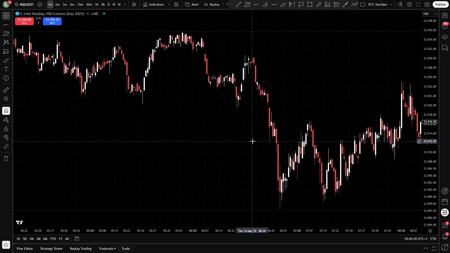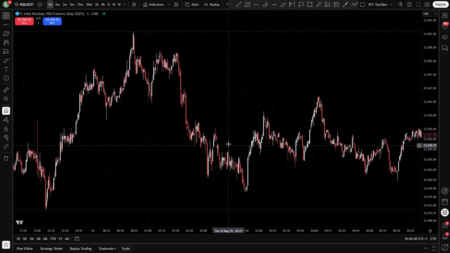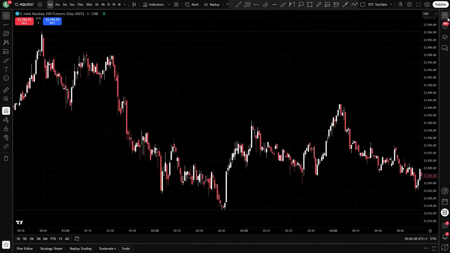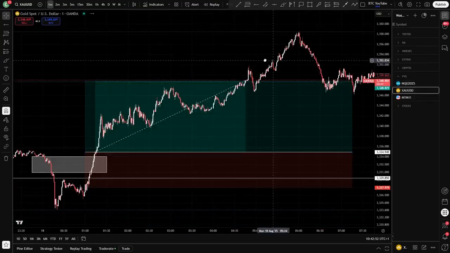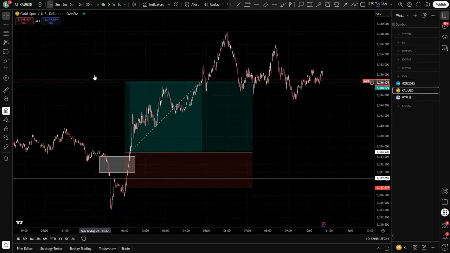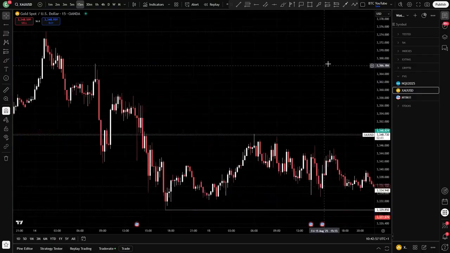There's a lot of potential trades all the time with this strategy. I do urge you to go check it out. And also you can trade gold with this as well. Let me just take a quick look at gold because there was a trade last night on the 15-minute that I wanted to talk about.